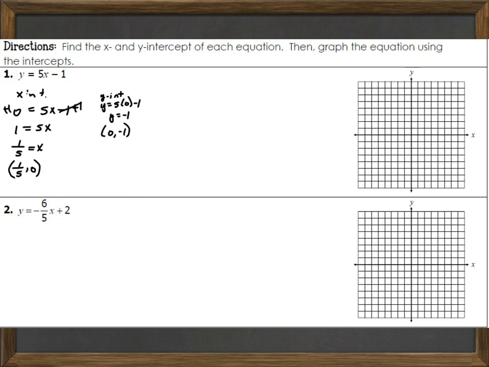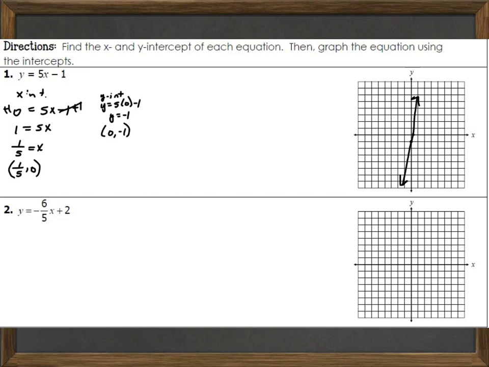Okay? So when you get on a graph, then you have to estimate. 1/5 is like 0.2. So you're going to go right here. And then I have 0, negative 1. So right there. So it's really hard to draw. You need a ruler. Hopefully you have a ruler. But then you'll just draw that line in as best you can. I don't have a good ruler, so my line may curve a little bit. But that's your line. Alright, let's look at 2.